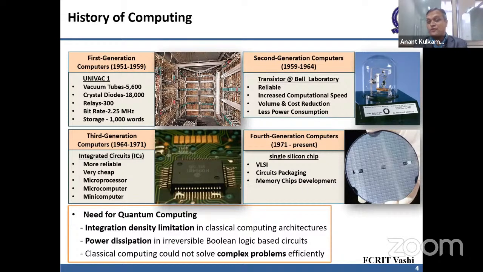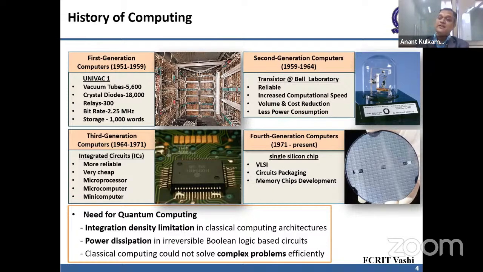And the most important thing is less power consumption. Day by day, we observe that computers take less power because of the increase in integration density. That was the second generation, which was during 1959 to 1964.